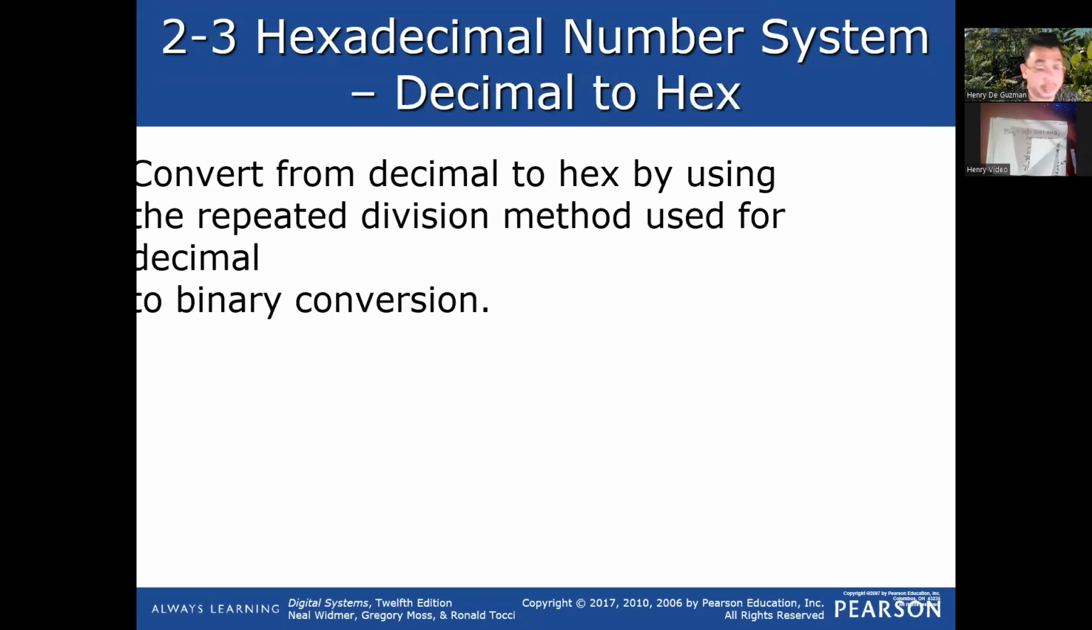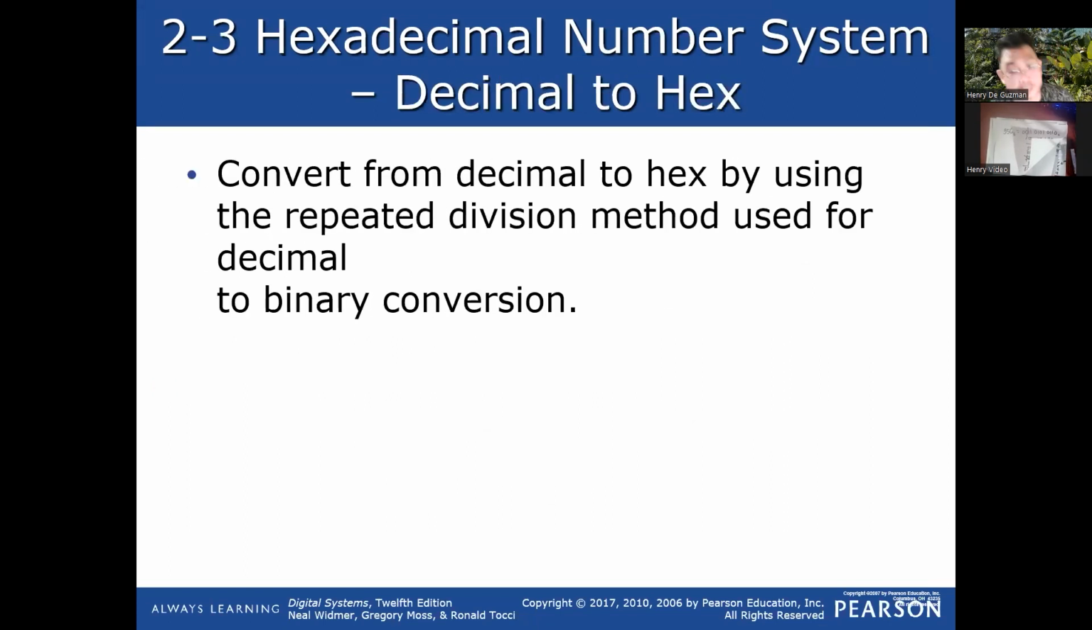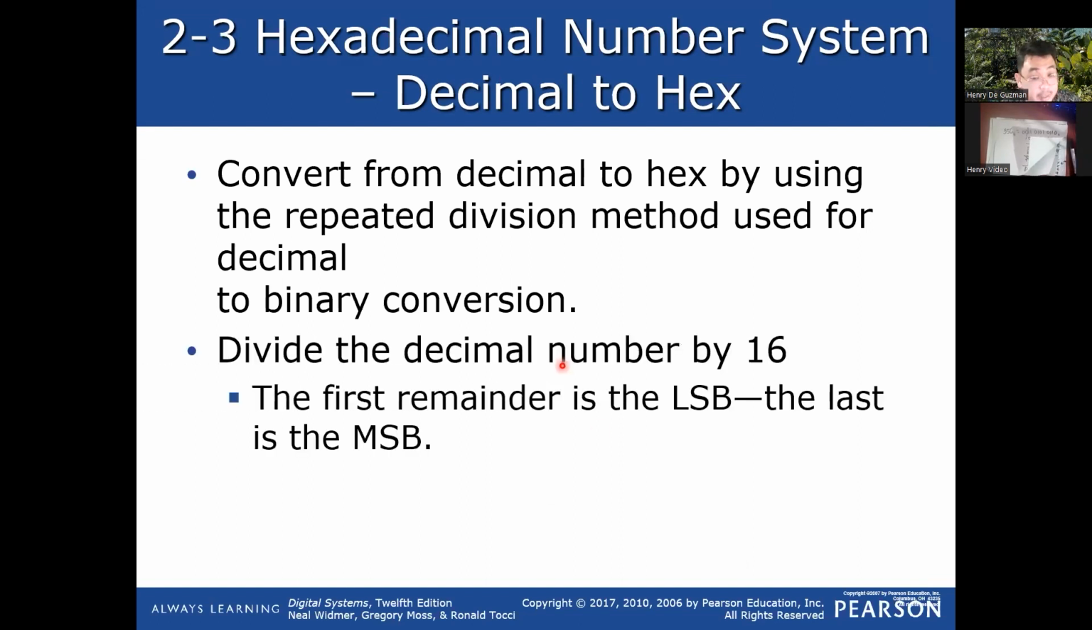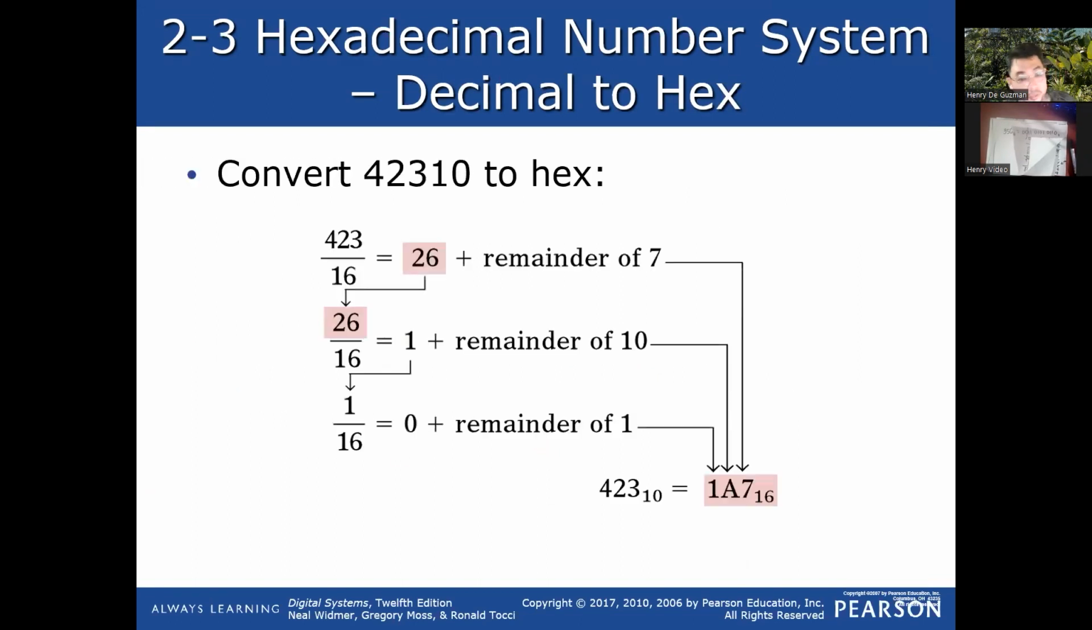So, ang next naman is to convert from decimal to hex by using the repeated division method. So, divide the decimal number by 16. The first remainder is the least significant digit. The last is the most significant. Parang sa binary din, kaso divided by 2.